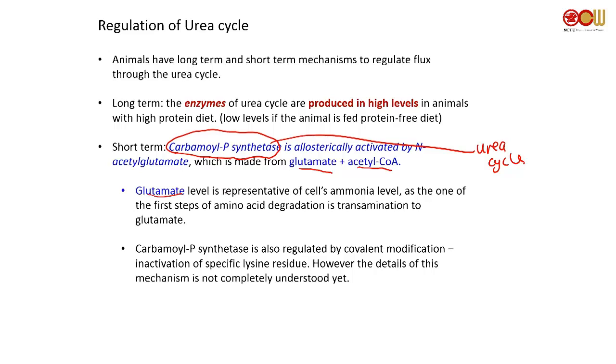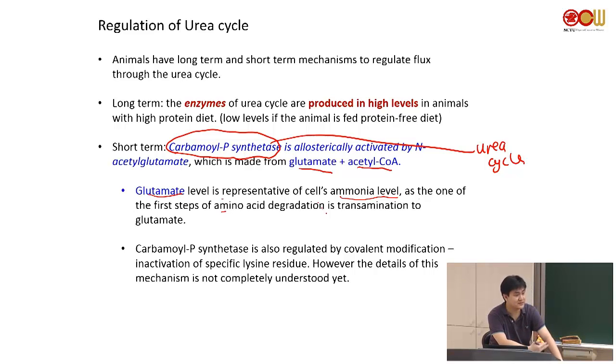Glutamate is a representative of the cell's ammonia level, as one of the first steps of amino acid degradation is the transamination to glutamate. 所以我们说 amino acid degradation 第一步基本上都会是 transamination 去做 glutamate. Now, 如果你的 cell 有很多 nitrogen, 你的 glutamate level 一定会高。那你的 cell 如果有很多 nitrogen, 那你是不是会需要 activate urea cycle 来把你的 nitrogen 代谢掉？合理嘛，对不对？所以 glutamate 会有一个 positive 的 effect 在 urea cycle 身上。Okay?